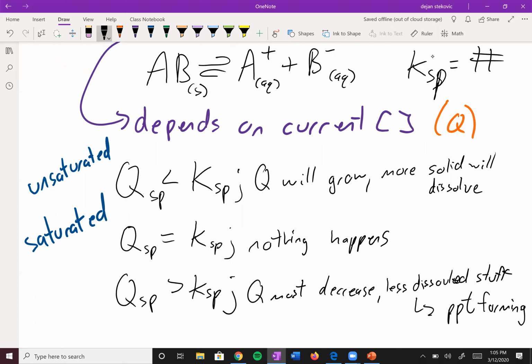And so what can we say about the solution if it's just sitting there and solids are coming out? What kind of solution is it? It's supersaturated. You have more stuff dissolved than your solvent can handle, so stuff is going to start coming out until Q equals K. Once Q equals K, you're going to be back to saturated.